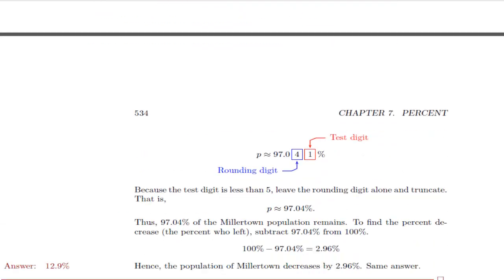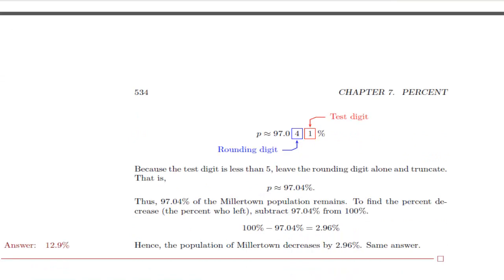We are asked to round to the nearest hundredth of a percent. The rounding digit is 4, the test digit is 1. Because the test digit is less than 5, leave the rounding digit alone and truncate, that is, P approximately equals 97.04%. Thus, 97.04% of the Millertown population remains. To find the percent decrease, the percent that is left, subtract 97.04% from 100% to get 2.96%.